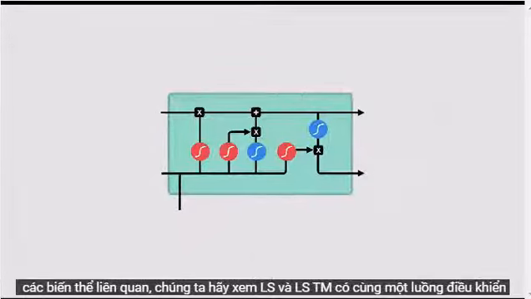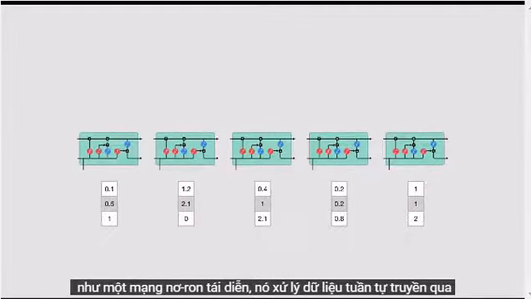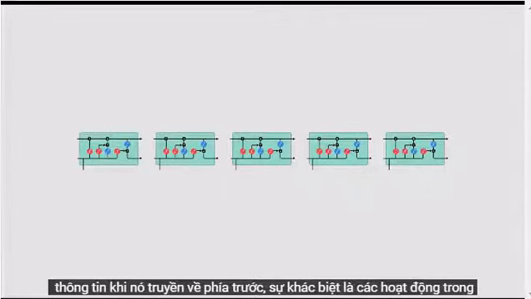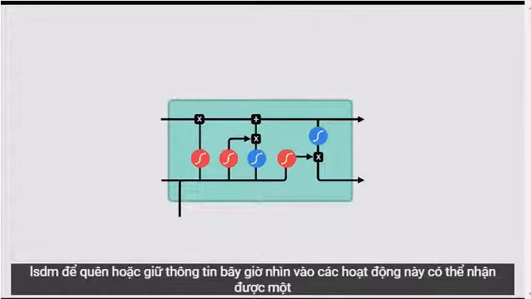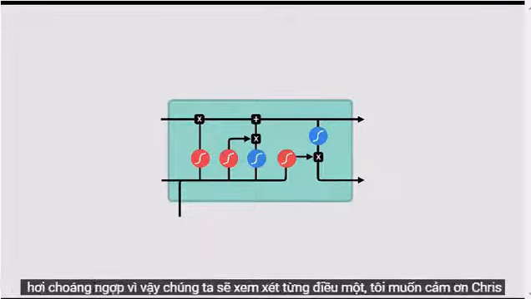Let's take a look at LSTMs. An LSTM has the same control flow as a recurrent neural network. It processes data sequentially, passing on information as it propagates forward. The difference is the operations within the LSTM cells. These operations are used to allow the LSTM to forget or keep information. Now looking at these operations can get a little overwhelming, so we'll go over this one by one.